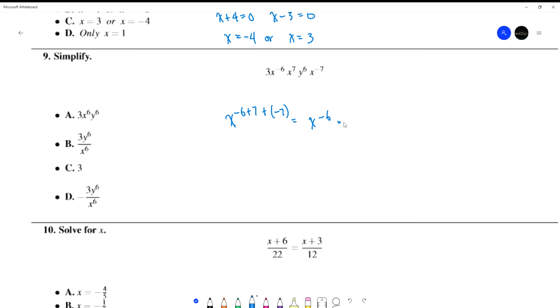So remember, negative exponents need to be changed to positive. So you move it to the denominator. You do 1 over x to the 6. So what do I have here then? I have 3y to the 6 over x to the 6, right? And that's answer choice B. Moving on.